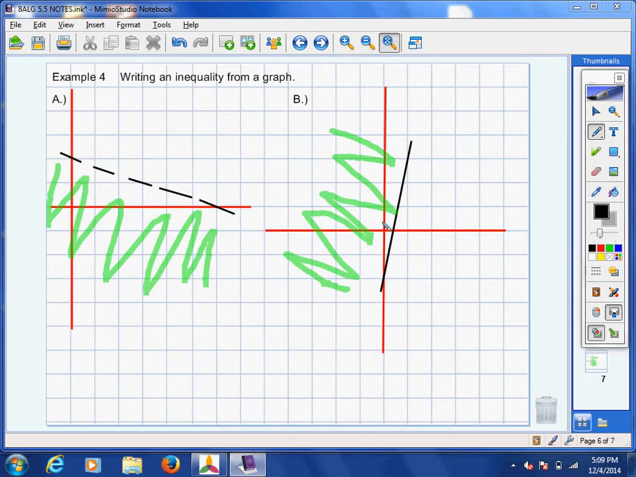We're going to finish up section 5.5. Example 4, we're going to write an inequality from a graph. So we really need to be able to go both ways with this. If they give us an inequality, we should be able to graph it. And then if they give us the graph, we should be able to write the inequality. All right? So let's go ahead and get started.